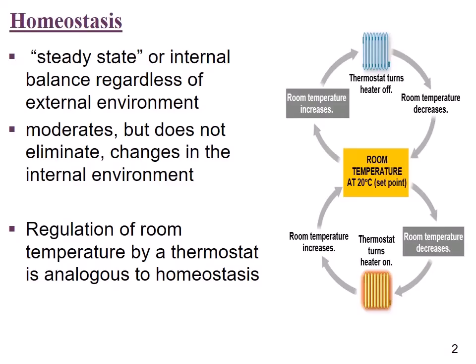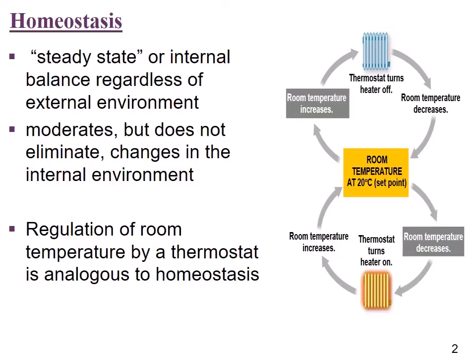Homeostasis is the word to describe a kind of steady state or internal balance in an organism. So the outside environment can change, but the organism's internal environment stays in a relatively stable state. There are some changes to your internal environment, like your pH can have slight variations, or your body temperature can have slight variations. So this moderates change, it doesn't entirely eliminate change.